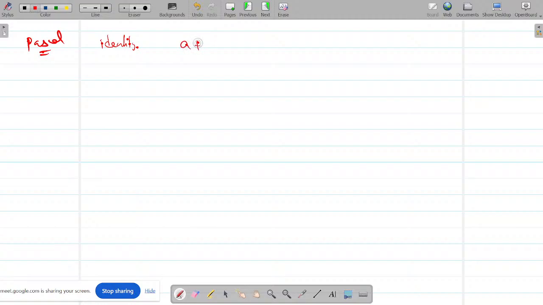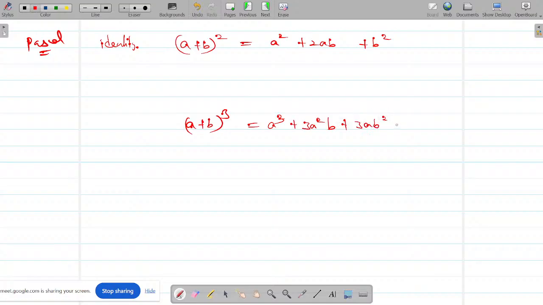We have learned a plus b the whole square, and a plus b the whole cube. What is a plus b the whole square? a square plus 2ab plus b square. What is a plus b the whole cube? a cube plus 3a square b plus 3ab square plus b cube. Do you know what is a plus b the whole power 4, a plus b the whole power 5?